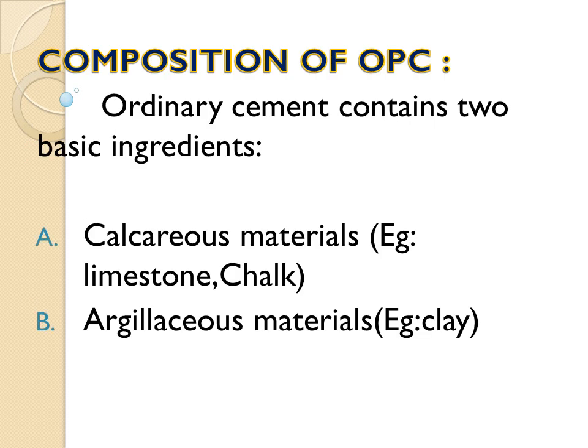Let's talk about composition of ordinary Portland cement, the OPC. OPC has two basic ingredients: the calcareous material, e.g. limestone, chalk. Then we've got the argillaceous material, e.g.